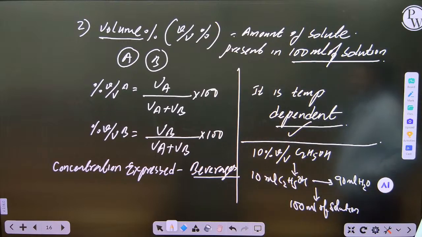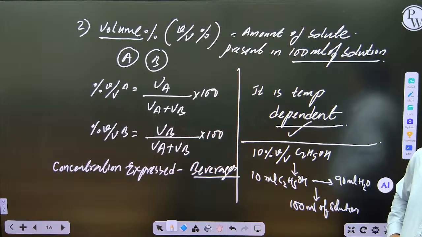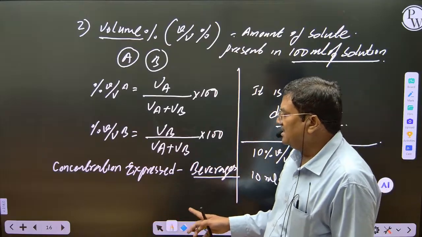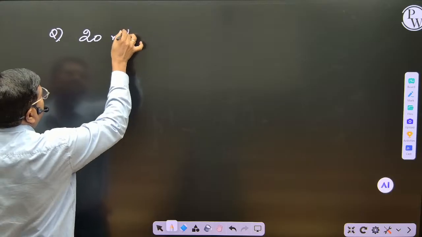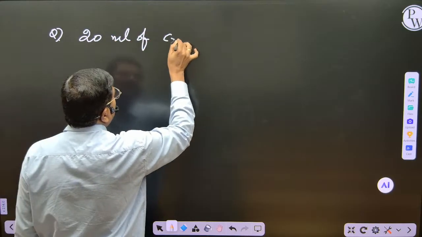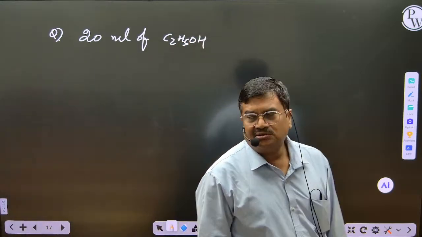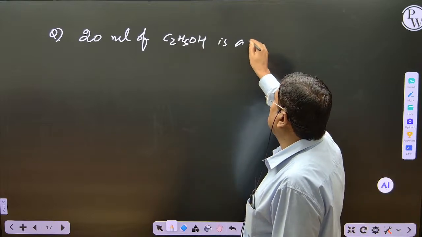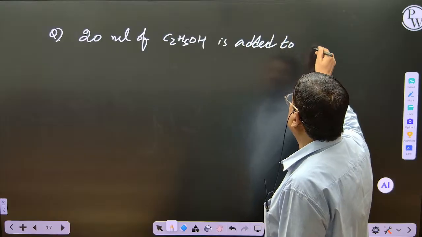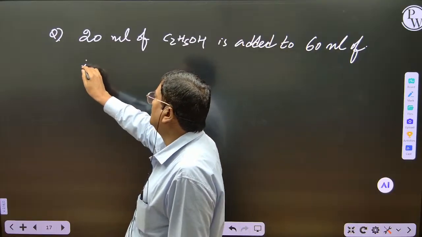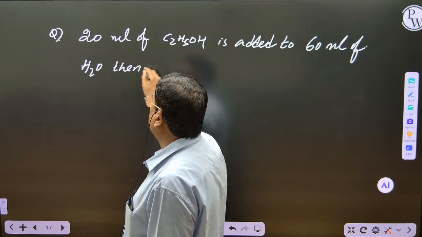Copied all of you? So this is the second term. Write one question related to volume percent. See, write one problem related to volume percent. 20 ml of ethyl alcohol. What is the formula of ethyl alcohol? In organic chemistry, people study it in first year, you got it, no? Ethyl alcohol is C2H5OH. It is added to 60 ml of water. Then find the volume percent of ethyl alcohol.